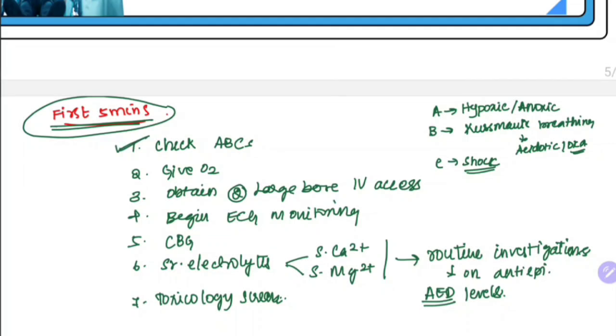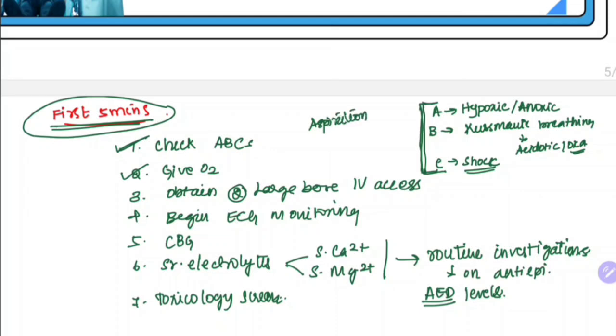Check the ABCs, mainly because the cause may lie within the ABC, and if you are not correcting it, whatever we do further is not going to matter. Give O2 to the patient, because whenever there is a seizure, there is a trend that the patient is going to have airway compromise anyway. If it is a generalized convulsive status epilepticus, there will be violent movements, and the patient can have aspiration also.